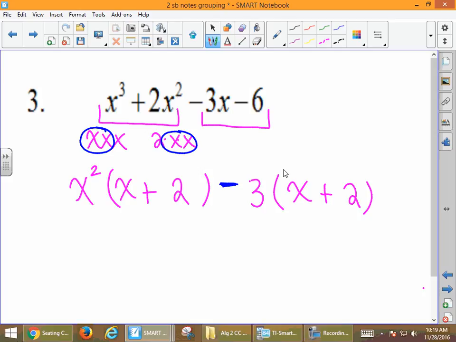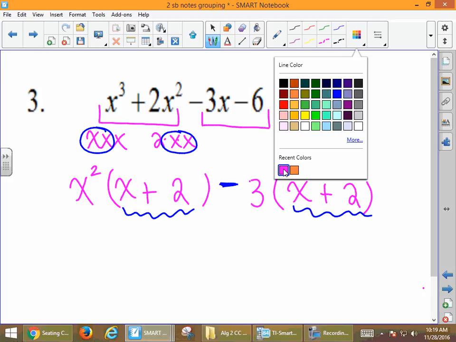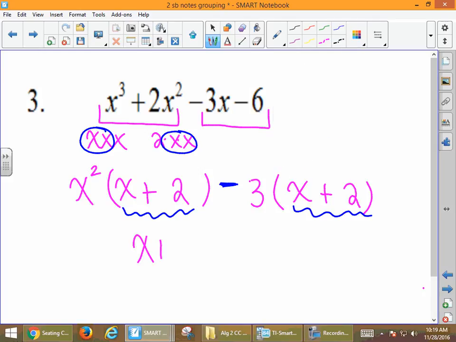But now, what happens is, when we look, we've got x plus 2 from the first group, x plus 2 from the second group. We're only going to write that down once, and then we're left with x squared minus 3.